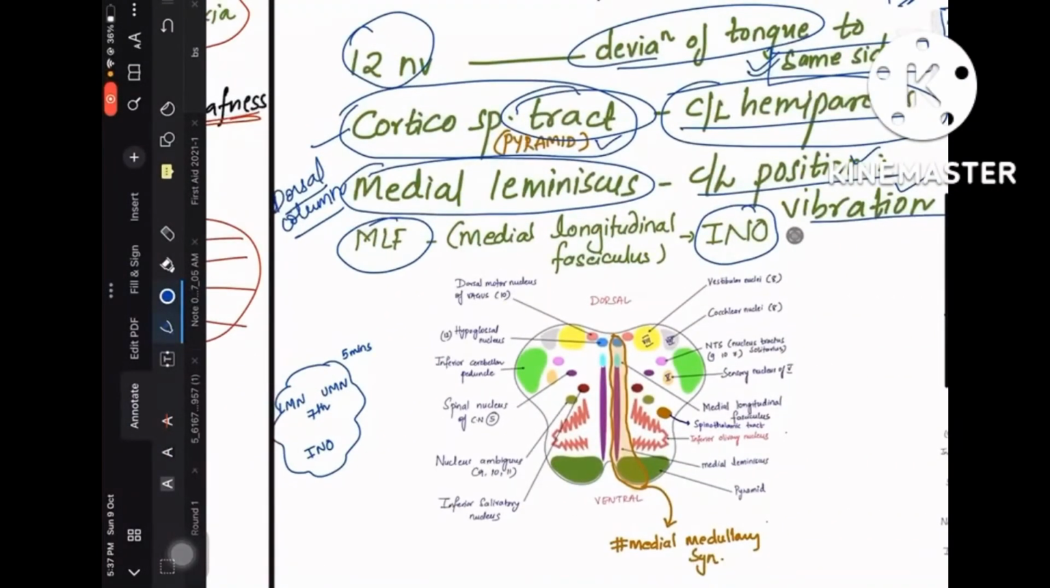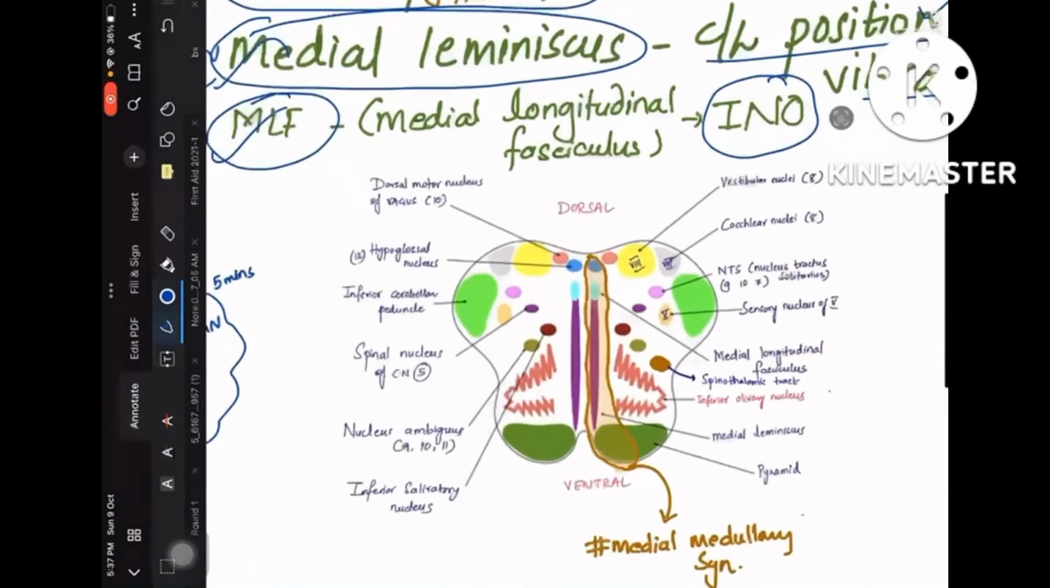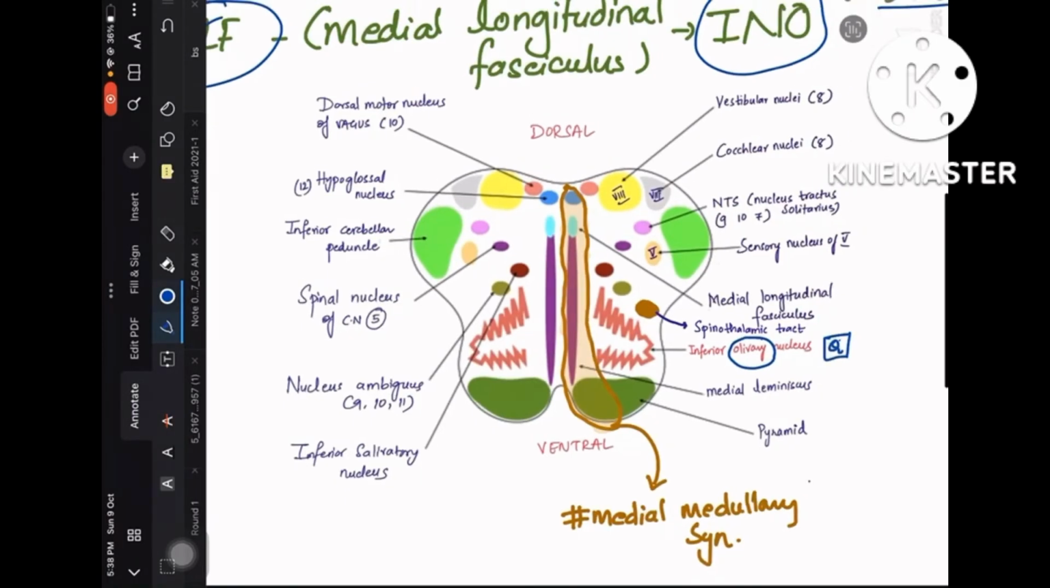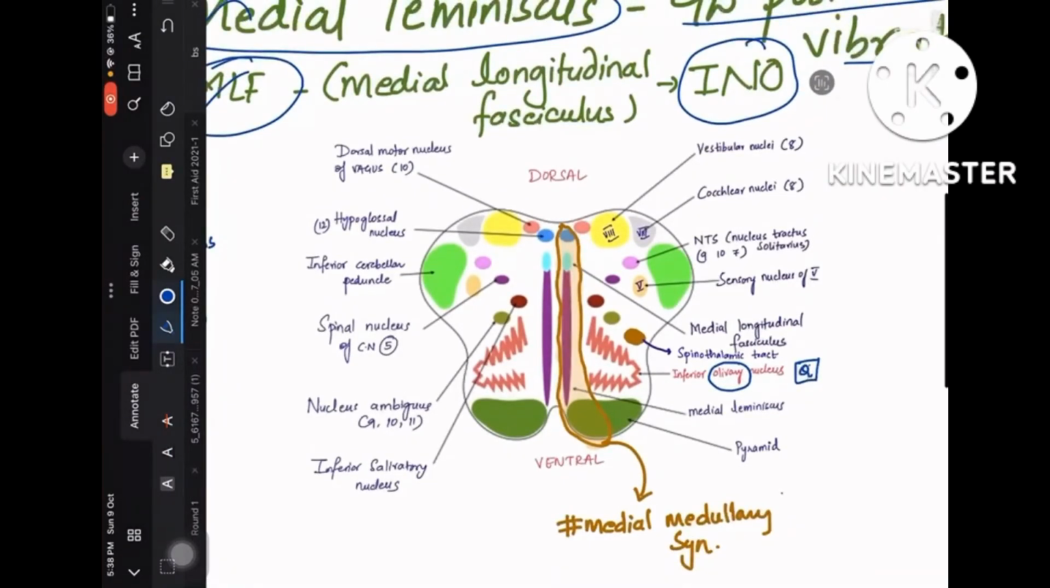Now let us understand all the 4 discussed points in the diagram below. So this is the cross section of the medulla. The cross section of the medulla should be identified by the olivary nucleus, guys. So here is the inferior olivary nucleus. This itself tells that our level of cross section is at the medulla. So now look at the brown color shaded region, which is medial medullary syndrome.